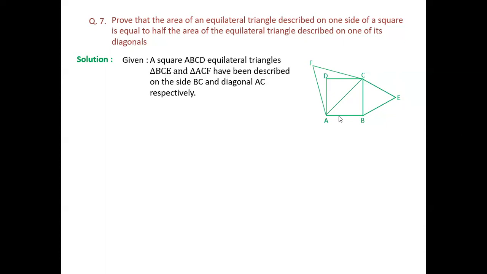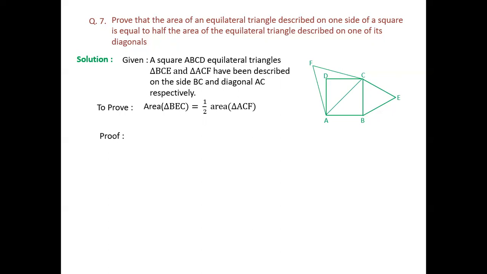Now what is given here? We are given a square ABCD, and equilateral triangles BCE and ACF are described on the side BC and diagonal AC respectively. This much is given. What you have to prove? You have to prove that the area of triangle BEC is equal to half the area of triangle ACF.